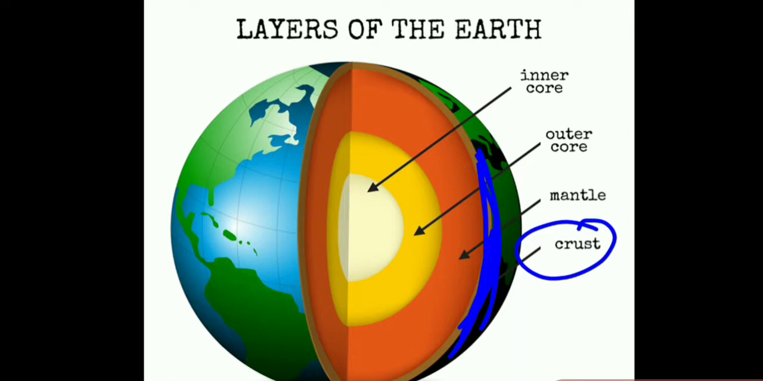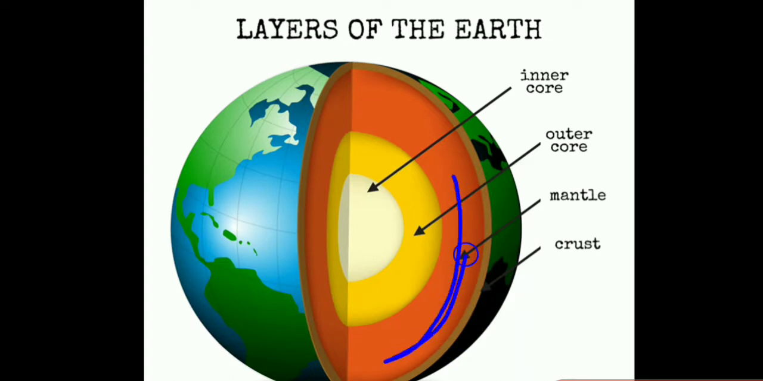Now under the crust, if we talk about this layer, this lies under or below the crust, so it is known as the mantle. This is the second layer of the earth. So under the crust is the mantle, and it is a thick layer of rocks. Thick, you can see how thick it is. The crust is a very thin layer, but the mantle is very thick.